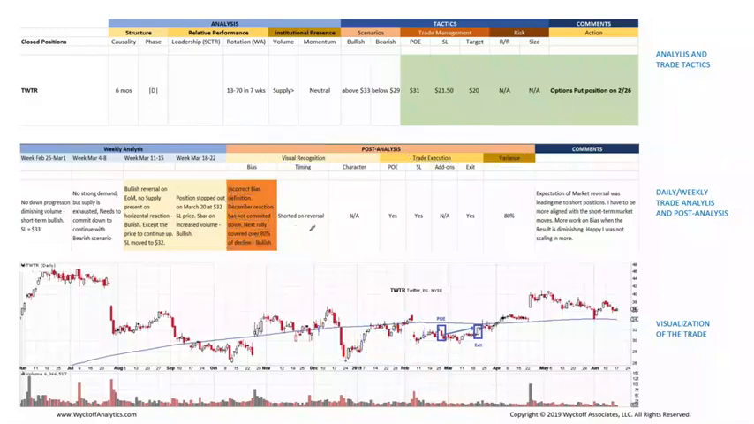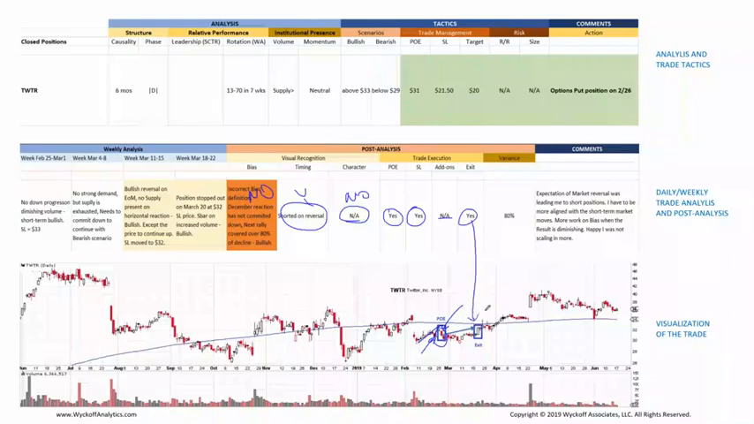Timing. I still would say that the timing was correct. Character, I'm saying not applicable, but probably I should say no here. By timing, I mean that the reversal happened and you're entering after the rally. So that was yes. This was no, no. Point of entry, yes. Stop loss, yes. Add-ons, not applicable because the position did not develop, so we would take this out. And then exit, yes. Why yes? Well, because I'm exiting correctly out of the position that is incorrect. So that's the trade execution right here.